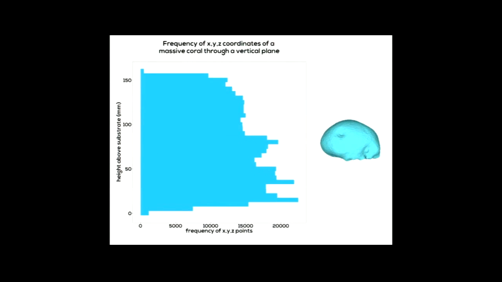So on the y-axis we have height above the substrate in millimeters, and then we literally have the frequency of the x, y, z coordinates from the point mesh. And so if you have a look at the massives, I'm sure if I asked you to draw this, this is the sort of thing you might be able to come up with yourself. They're more or less evenly distributed. The majority of them are towards the bottom, and there's a slight taper off, but more or less evenly distributed through this vertical plane.